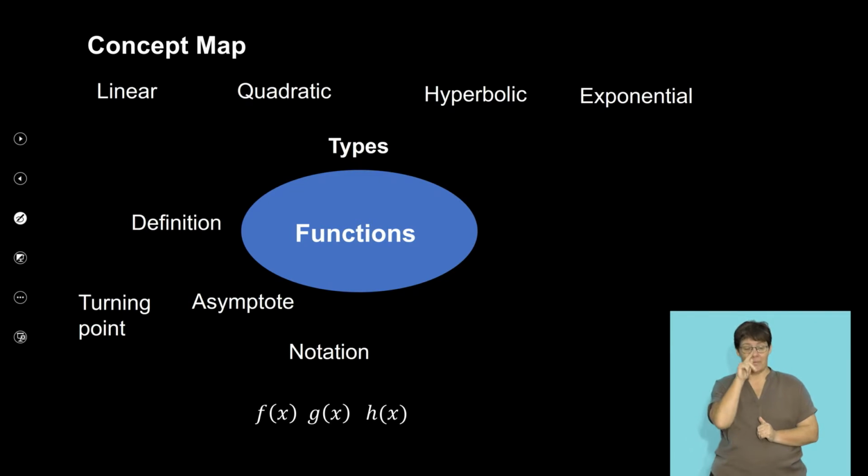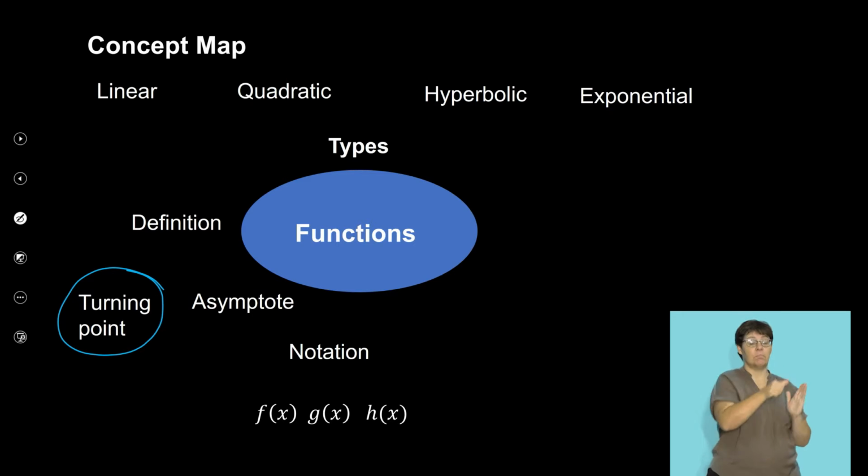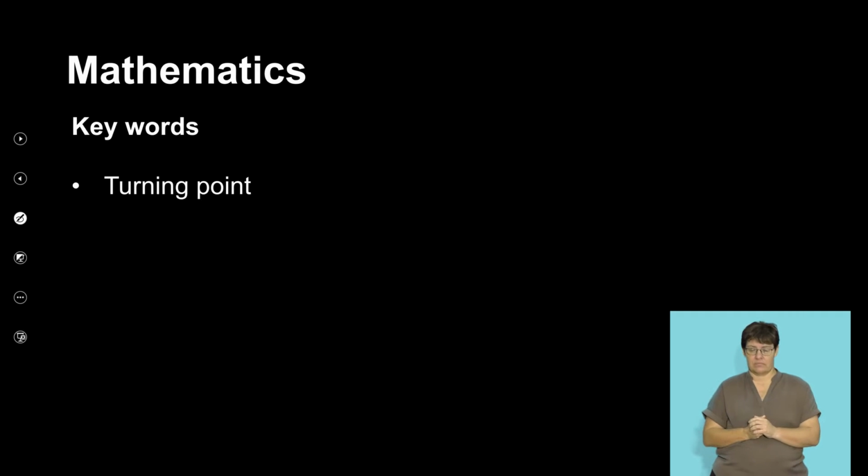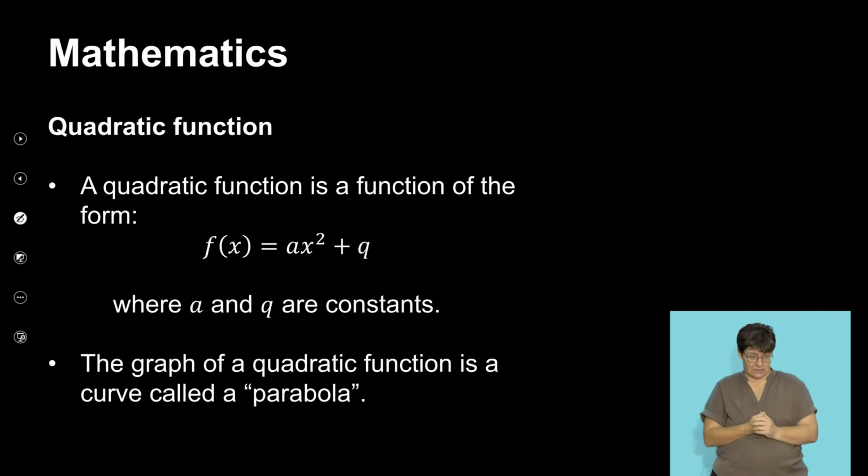So remember, the big idea here is functions, and there are different types of them, which is what we're actually going to look at, each type of function. The main things for this lesson are what you call a turning point and an asymptote, what exactly these things mean and how to go about understanding them. Now, as I said, the key word here is the turning point.